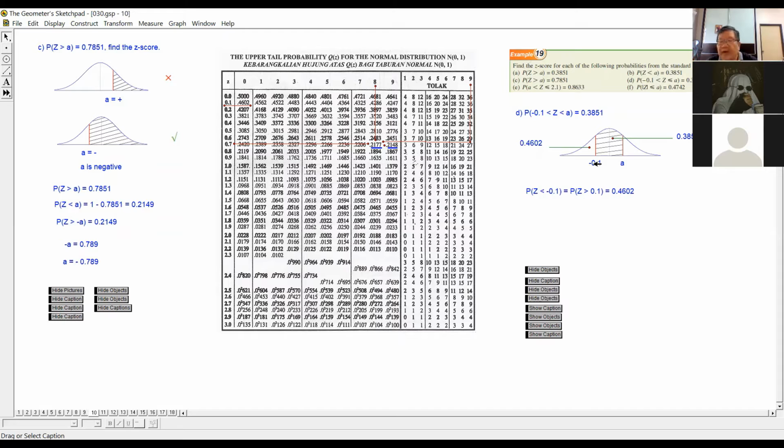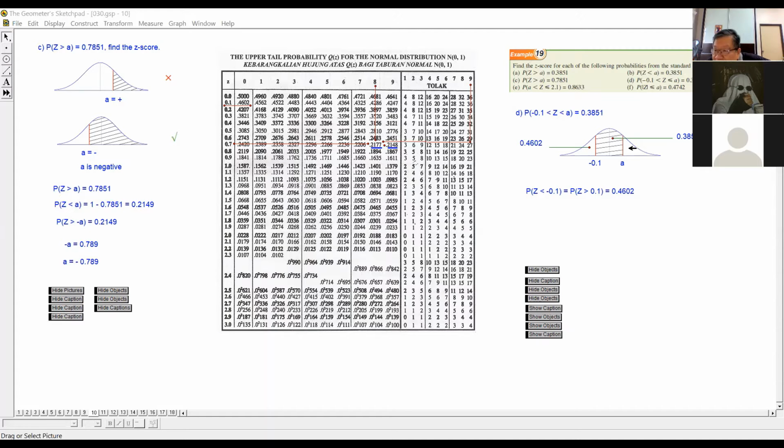From our calculator, you type in the probability of Z less than negative 0.1. Can you use your calculator? Use P bracket negative 0.1. Tell me what's the answer. Is it 0.4602? Yes, teacher. Okay, so it's 0.4602. So that means this whole area here is 0.4602.